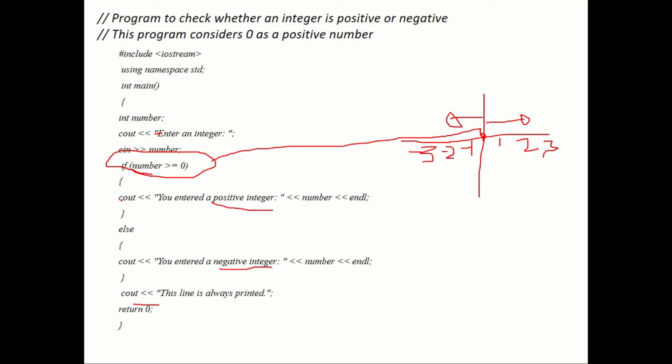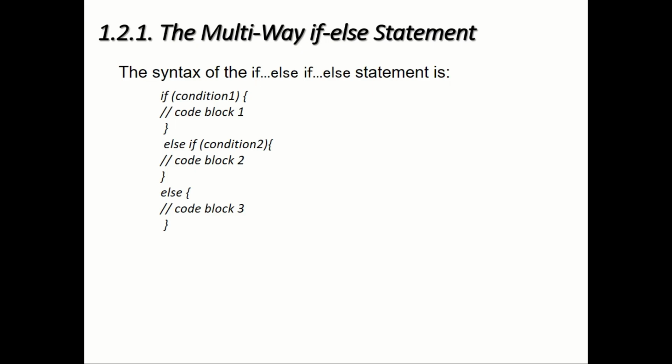This is an example of the if else statement. Good. I will show you both, switch and if else combined in one source code or one program, using a simple calculator and a simple example. Okay, good. The second one is the multi-way if else statement.